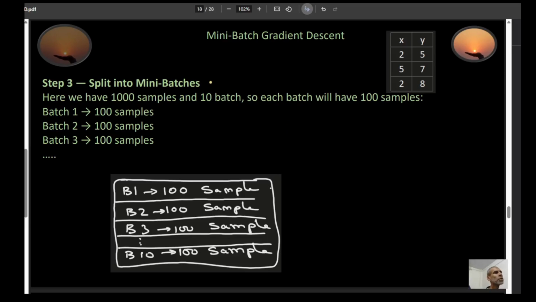Step 3, you split your data into mini batches. So here we have 1000 samples and we want 10 batches. So each batch is going to have 100 samples. So suppose this is your batch 1, that's going to have 100 samples. Your batch 2 is going to have 100 samples, batch 3 100, and likewise all the way up to batch 10, that's going to have 100 samples.